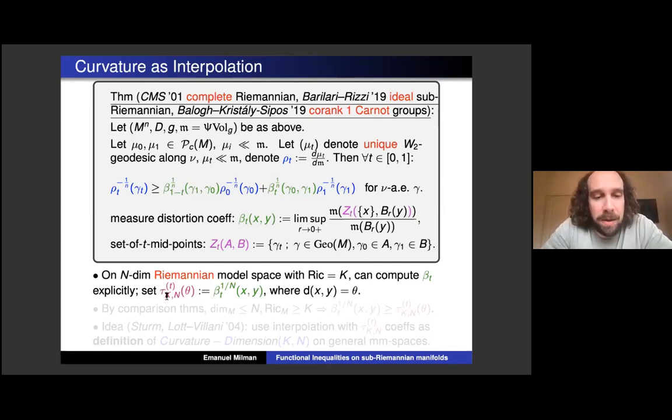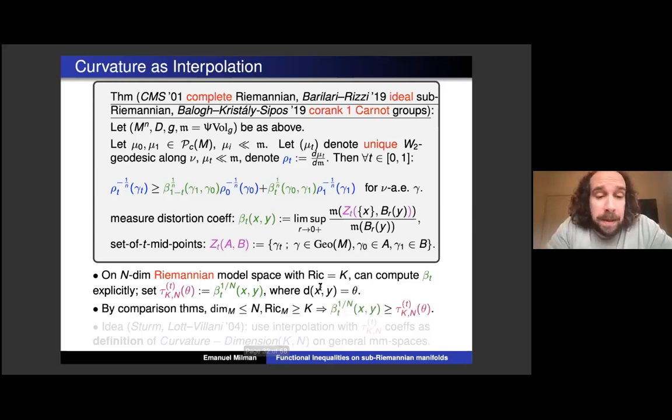Okay, and they depend on K, the model Ricci curvature, on capital N, the model dimension, on t, the interpolation parameter. And also when K is not equal to zero, so on the sphere and on hyperbolic space, it's also going to depend on theta, which is the distance between the two points. You don't see this in flat space, but on the sphere and in hyperbolic space, it will depend on the distance between the points. Okay, so let's just give this a name, tau.